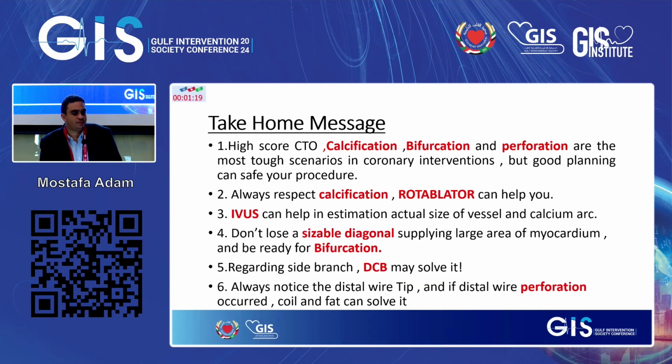So our take-home message: high-score CTO, calcification, bifurcation, and perforation are the toughest scenarios in coronary intervention, but good planning can save your procedure. Always respect calcification; rotablator can help you. IVUS can help you estimate the actual size of the vessel and the calcium arc. Don't lose a sizable diagonal branch supplying a large area of myocardium, and be ready for bifurcation. Regarding side branch, DCB may solve it. Always notice the distal wire tip, and if distal wire perforation occurs, coil and fat can solve it.